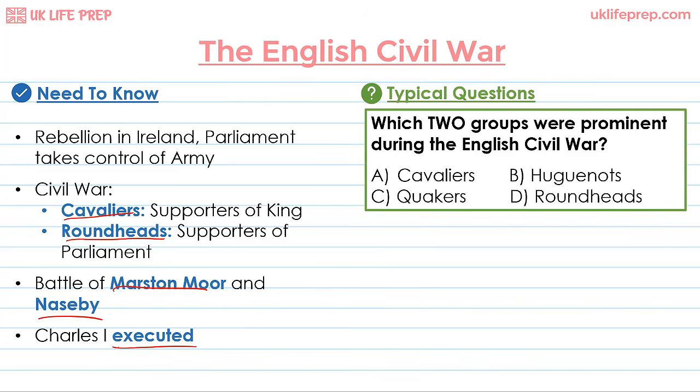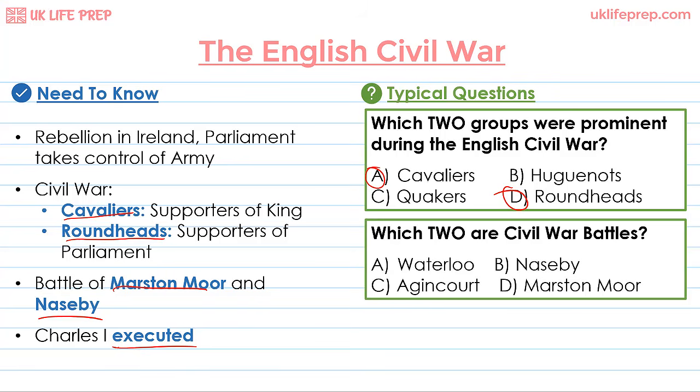Looking at some typical questions, the first question reads, which two groups were prominent during the English Civil War? We saw that it was the Cavaliers and Roundheads who fought against each other. The next question reads, which two are Civil War battles? We saw that the Civil War battles were Marston Moor and Naseby.